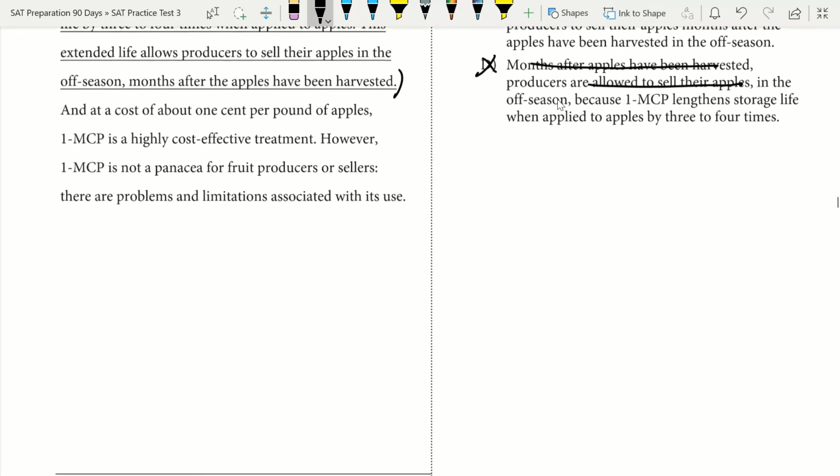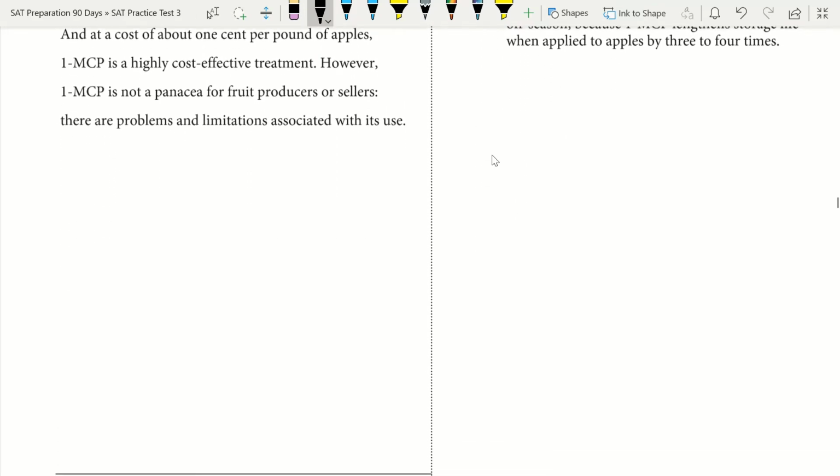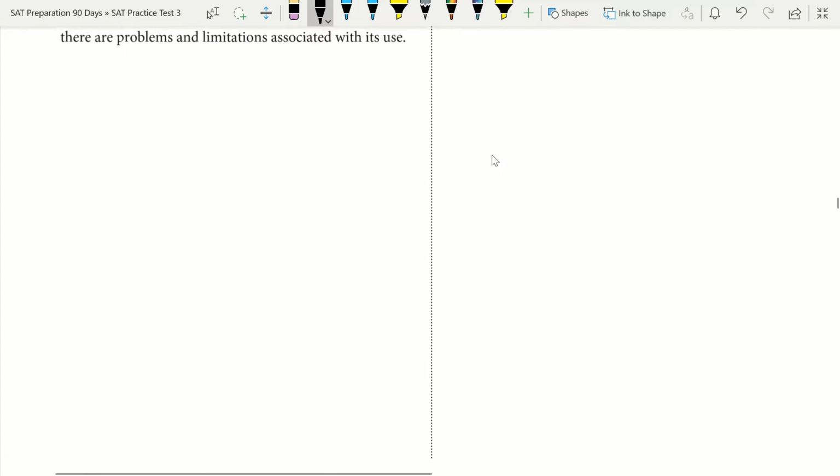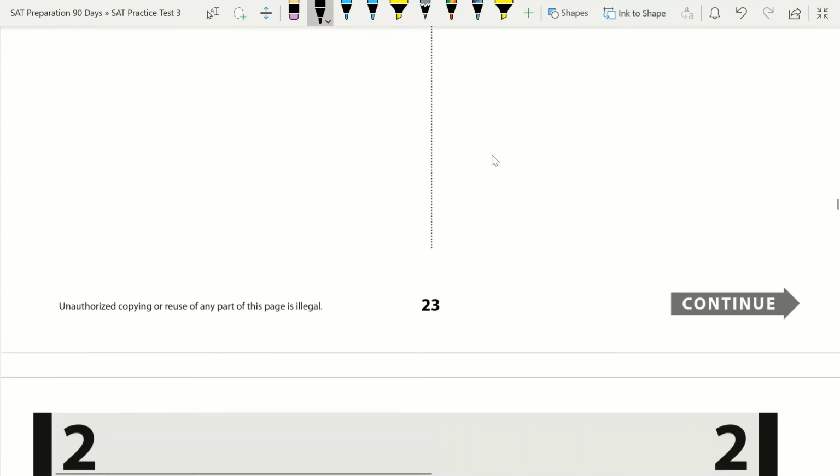All right, and at a cost of about 1 cent per pound of apples, 1-MCP is a highly cost-effective treatment. However, 1-MCP is not a panacea for fruit producers or sellers. There are problems and limitations associated with its use.